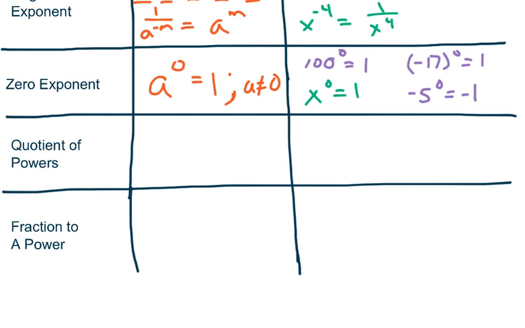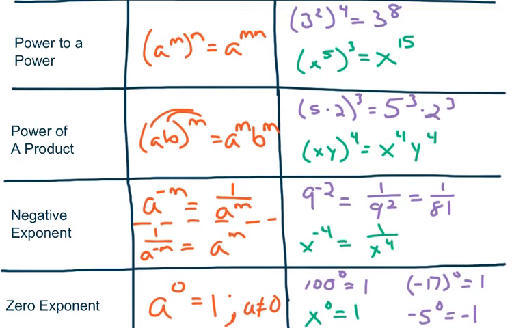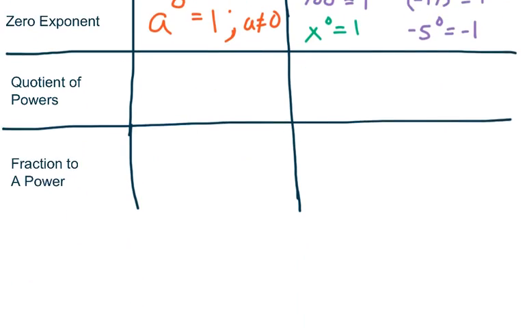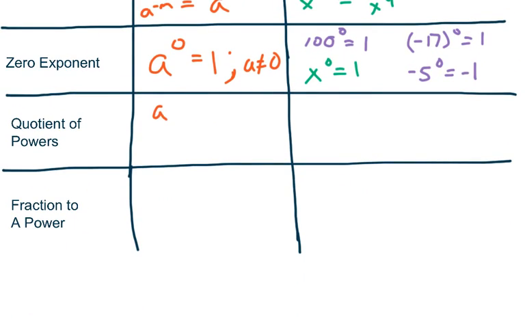The sixth property here, the quotient of powers, is very similar to product of powers way back at the top. That's for multiplying. This is dividing. If we have a to the m and we are dividing it by a to the n, what we're going to do here is we are going to subtract our exponents. The bases have to be the same, and we're going to subtract the exponents in the order of m minus n, the top number minus the bottom number. You don't get a choice in that. It's always top number minus the bottom number.